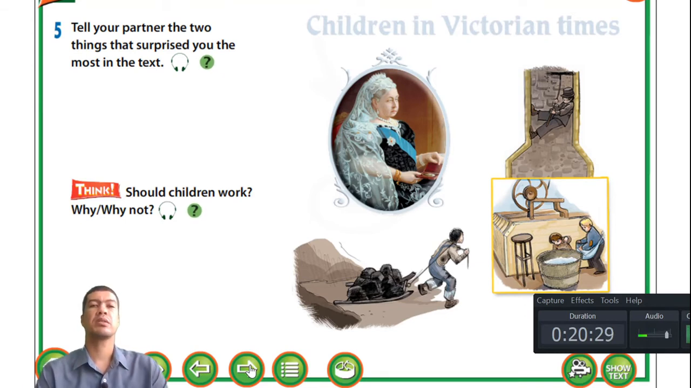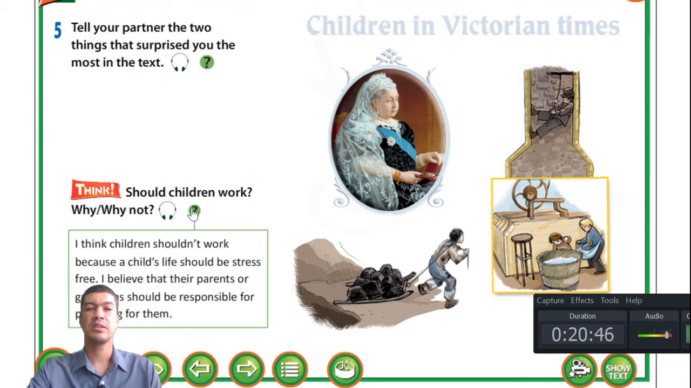Tell your partner the two things that surprise you the most in the text. Once again, what can we do? Find someone at home or call one of your friends and practice. This is what I want you to think about. Should children work? Why or why not?